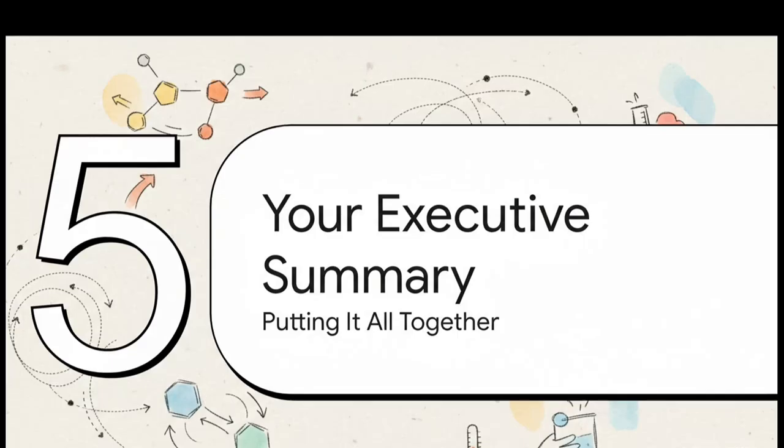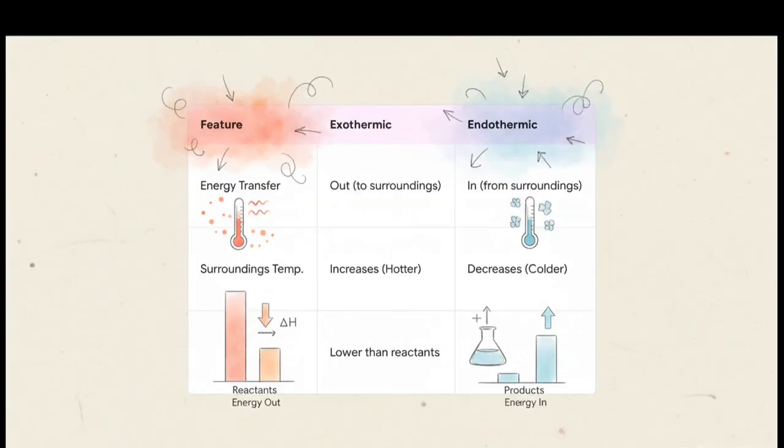Okay, so we've covered the key players, the different paths, and the maps they follow. Let's pull this all together into one super clear summary. This table right here is your ultimate cheat sheet. For exothermic, energy gets transferred out, the surroundings get hotter, the sign of delta H is negative, and the products end up with less energy. For endothermic, energy gets transferred in, the surroundings get colder, delta H is positive, and the products end up with more energy. It really is a perfect side-by-side comparison.